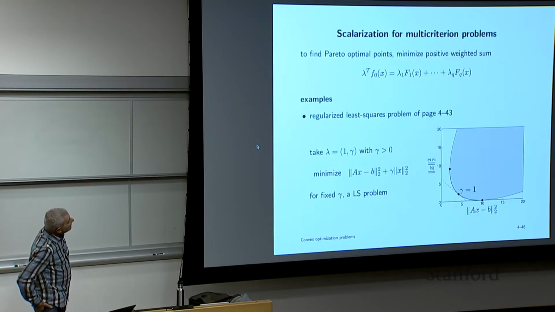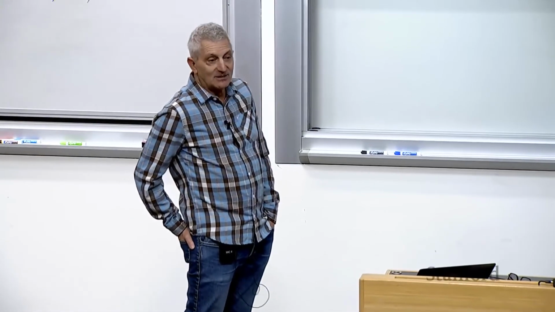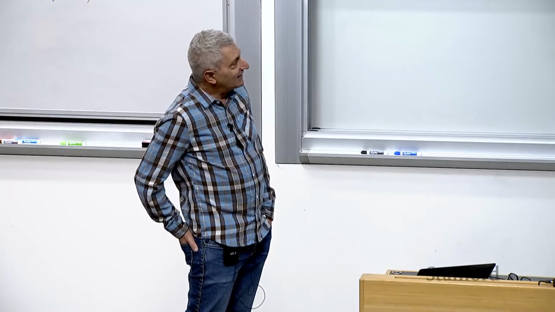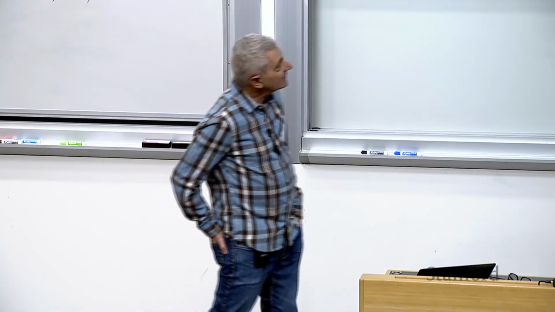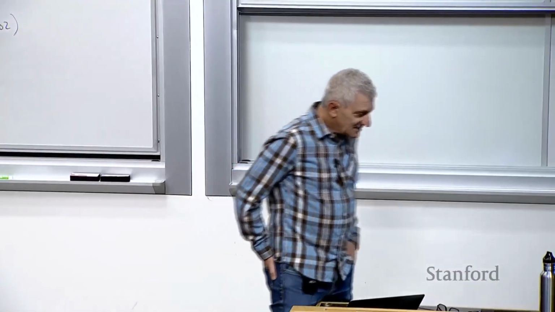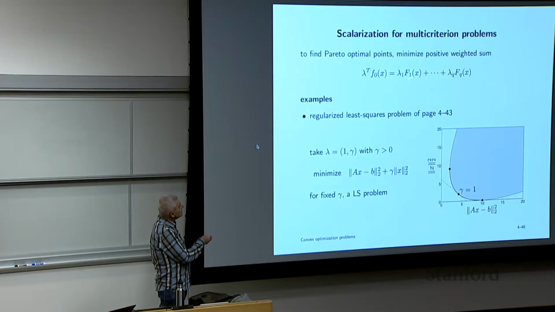Okay. Now for multi-criterion problems, we can be a lot more specific about what this scalarization, this particular scalarization, does, right? So what it does is actually kind of cool. It basically says, here are these things that you want small.